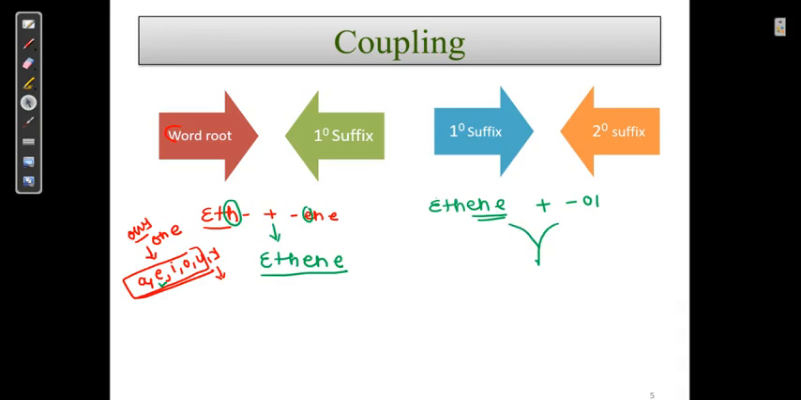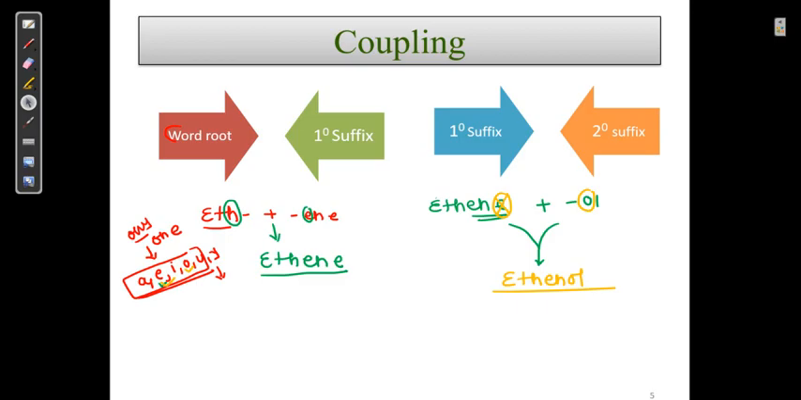at that time you must consider this is E, this is O. E is also present and O is also present. There should be only one. If both are present, you have to remove this one. And how can we write it? We write it ethanol.